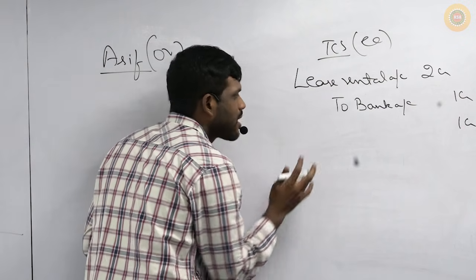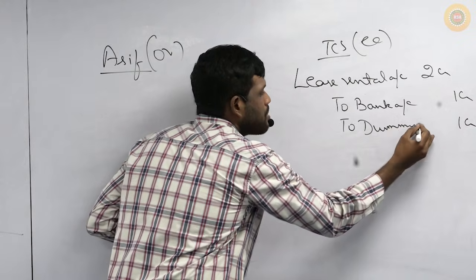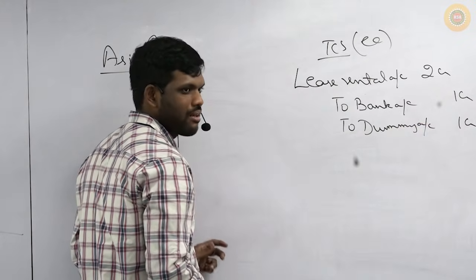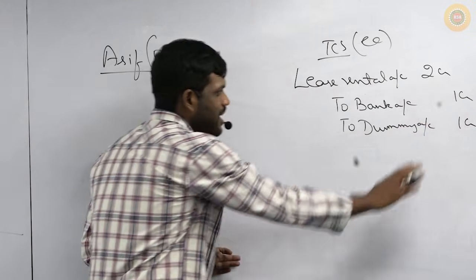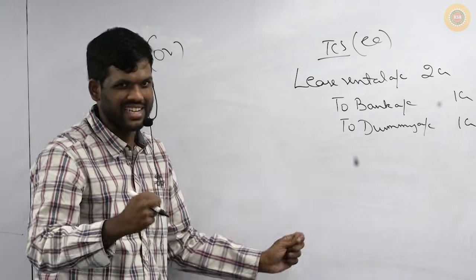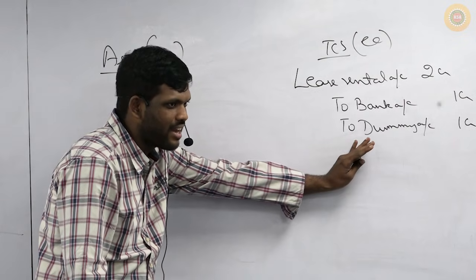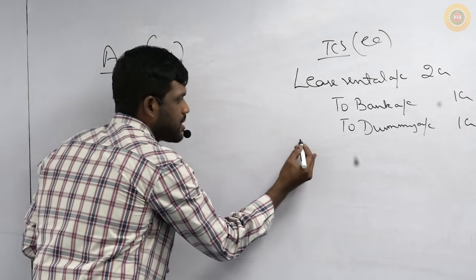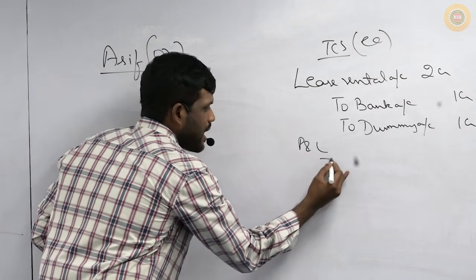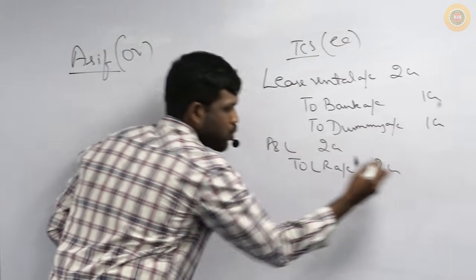What should we do with the remaining 1 crore for now? Just put it to a dummy account. Remaining 1 crore. Okay, there is a name for this. Later I'll bring that. First, let us understand the concept, then we'll put names for that. Okay, journal entry tallied. Now, how much will go in the first year to P&L? P&L to lease rent account, 2 crores, 2 crores.